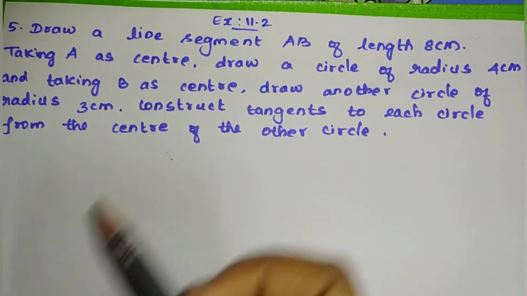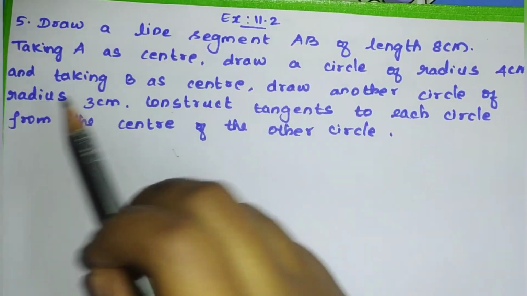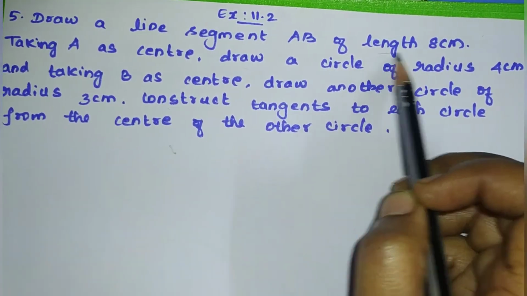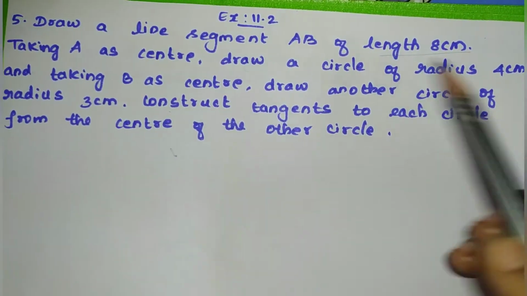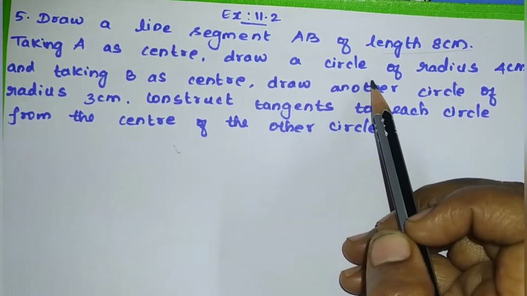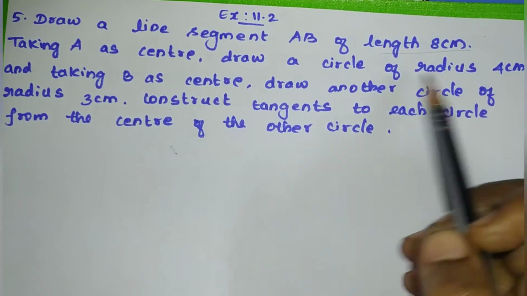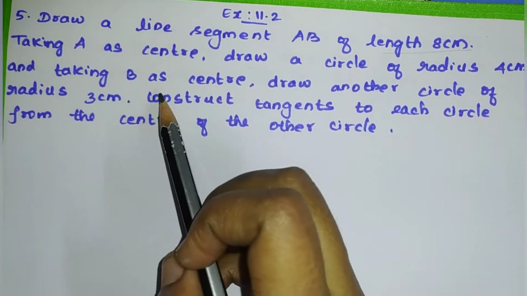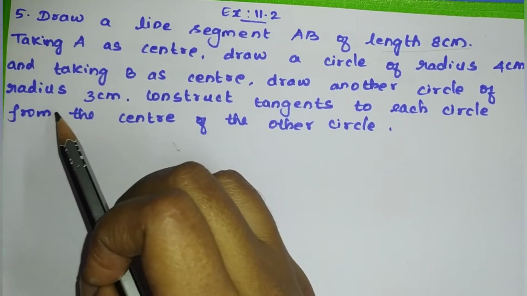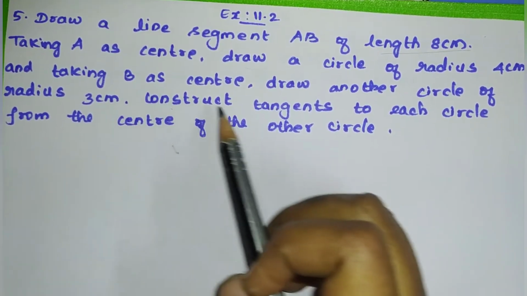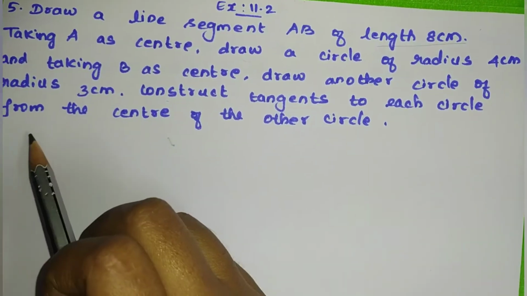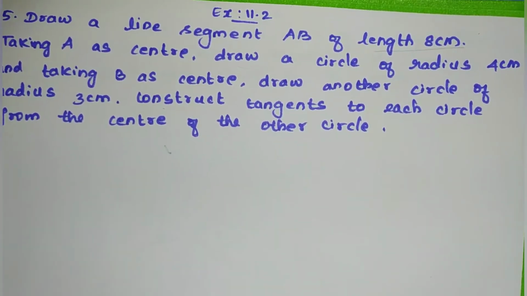Namaste students. In this video, we are going to see exercise 11.2, fifth problem. Draw a line segment AB of length 8 cm. Taking A as center, draw a circle of radius 4 cm and taking B as center, draw another circle of radius 3 cm. Construct tangent to each circle from the center of the other circle.